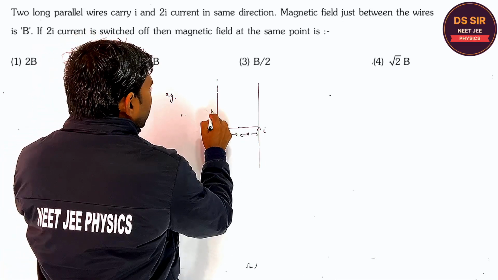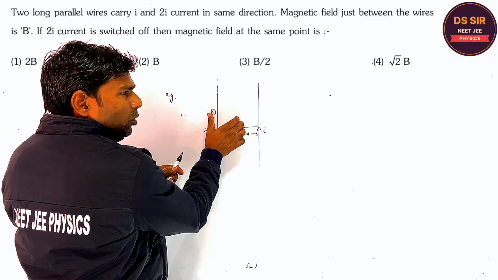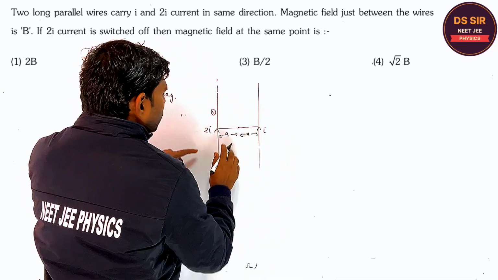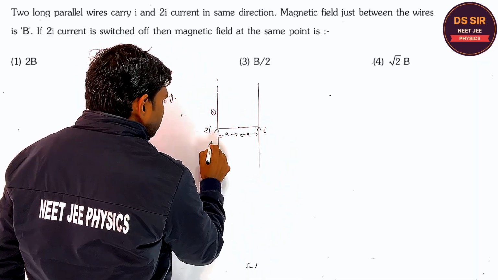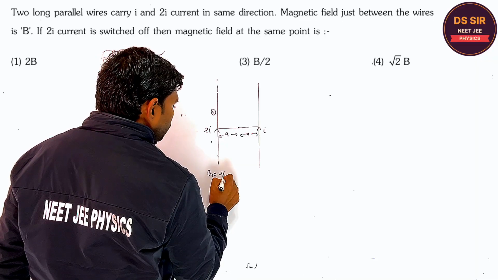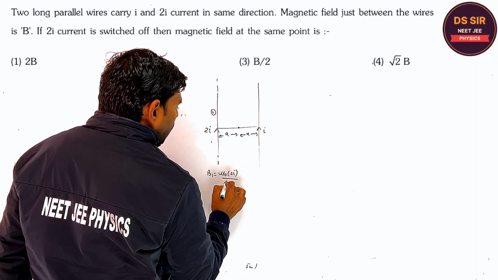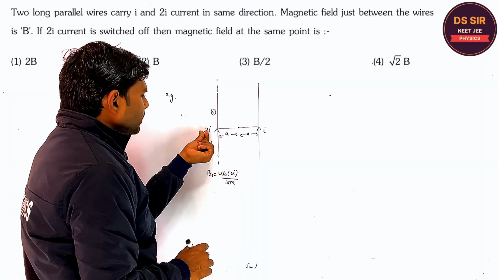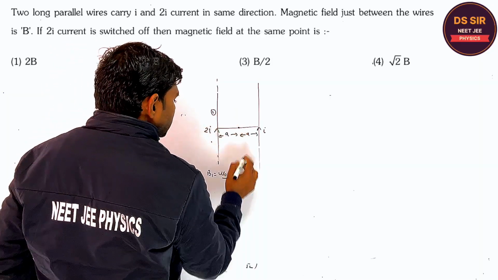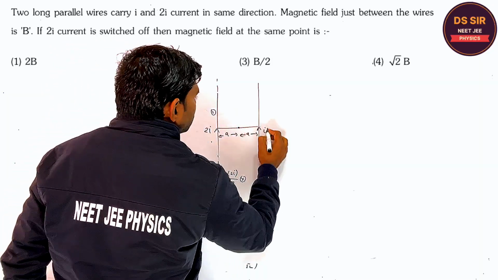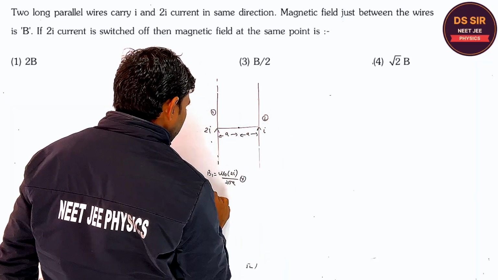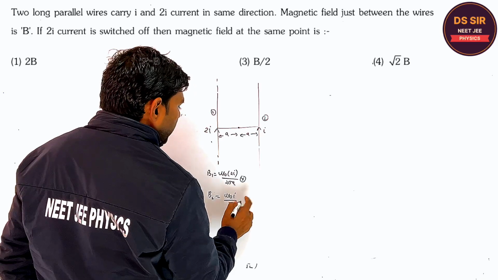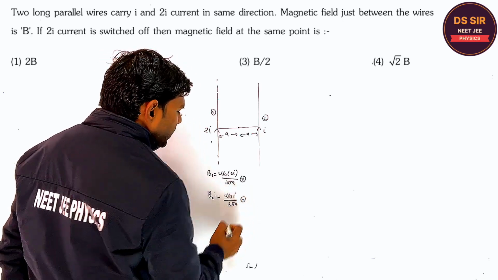So because of this wire, the magnetic field is into the board, and because of this wire, out of the board. And due to the infinite wire, this is wire 1, B1 will be equal to mu naught I upon 2 pi A. Mu naught I upon 2 pi A, the value of I is 2I, and this is into the board. Because of the second wire, the magnetic field is mu naught I upon 2 pi A, say out of the board. Is it clear or not, you tell?